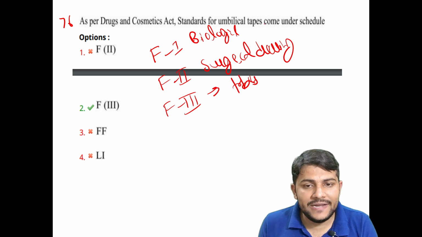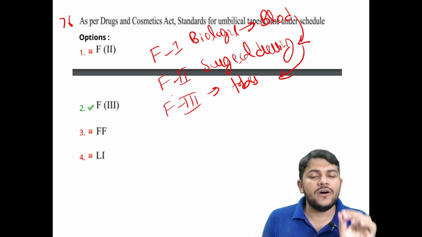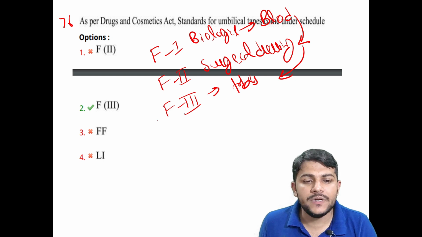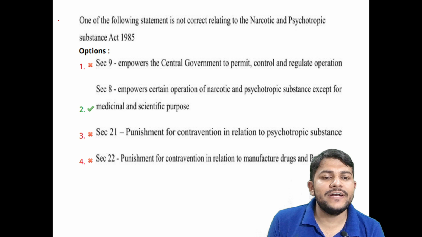First, blood comes. If there is an injury, blood comes. Then after that we have to do the dressing, and after dressing we have to tie the dressing, or we can stick the dressing with the use of tape. So F3 is related to the tape. Next, we have question 77.